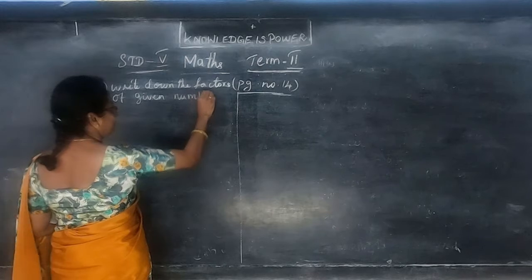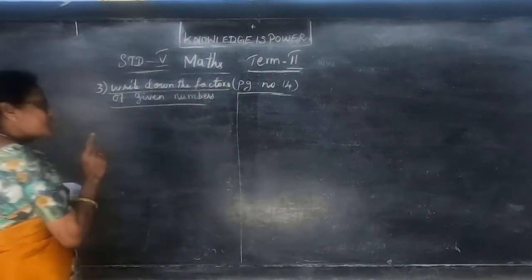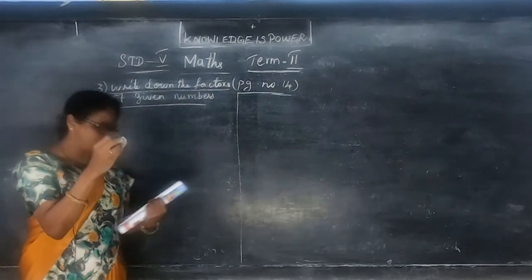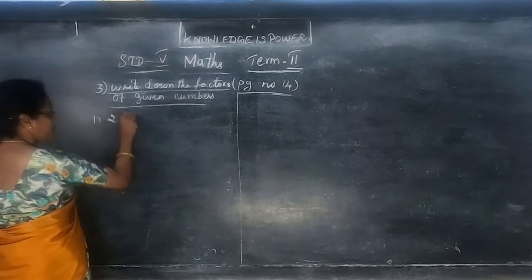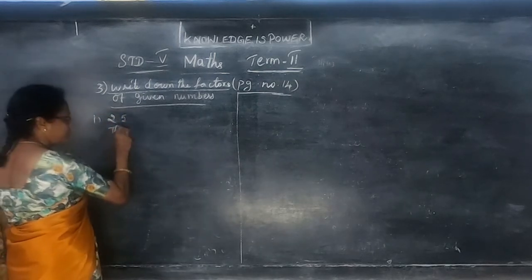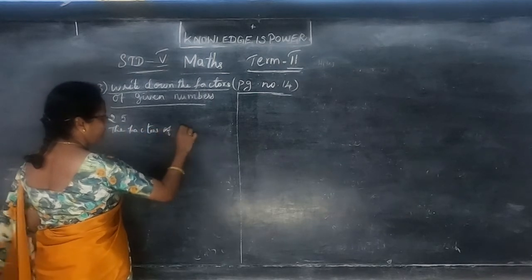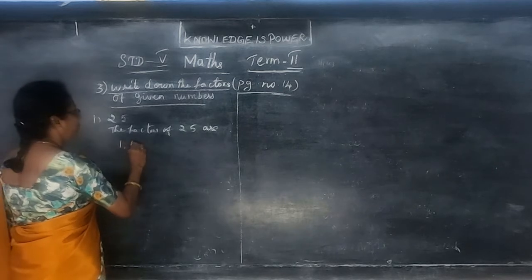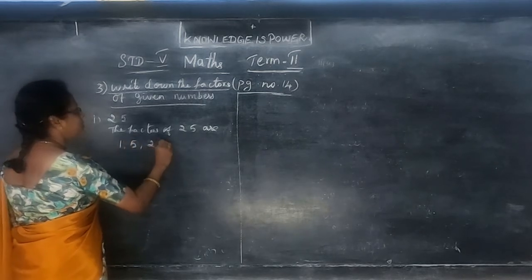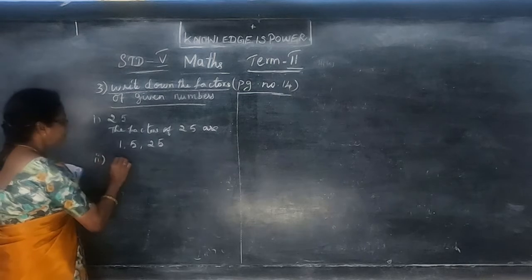Factors na enna sonna? இந்த டேபிள்ஸில் போகுது. மல்டிபிள்ஸ்னா அந்த டேபிள்ஸோட மல்டிபிள்ஸ் மட்டும் எழுதணும். So the first one is 25. So we can write the factors of 25. And then the tables are 1, 5 and 25. That's all. Okay. Then second one, 36.